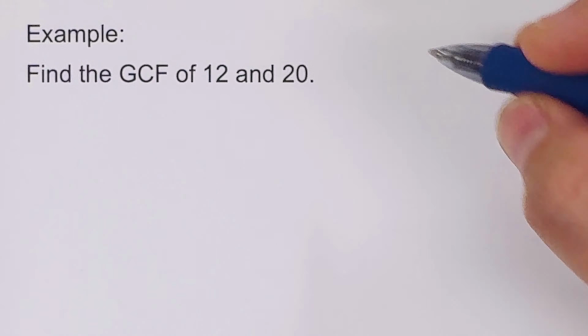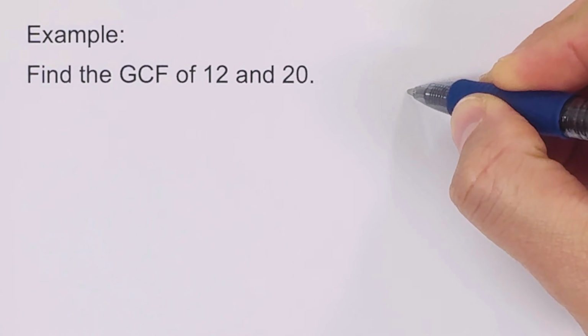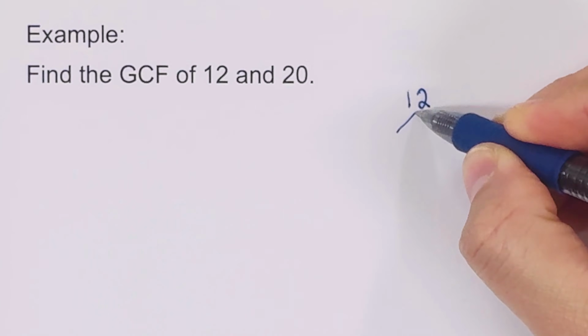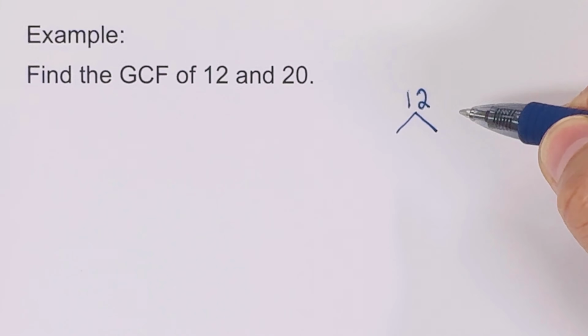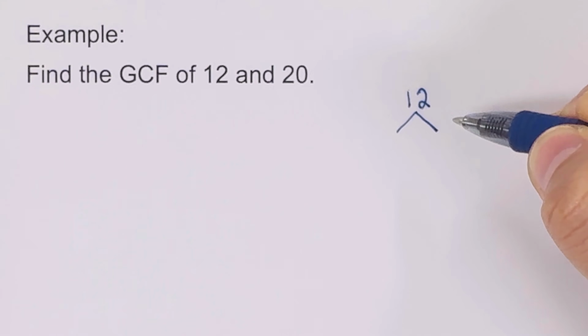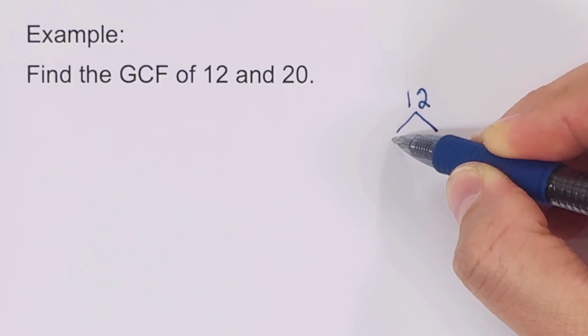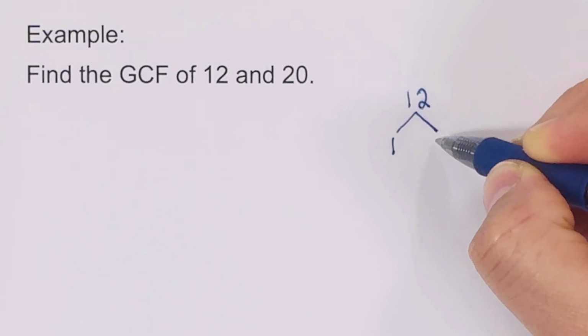In this example, we're supposed to find the GCF of 12 and 20. The first step that we need to do is to figure out the factors of both 12 and 20. So I'm going to go ahead and write that down here. Let's start with 12 first. The factors of 12 are the two numbers that, when we multiply them, will equal 12. We're always going to start with 1. That's the trick. So start with 1 and then that's 12.